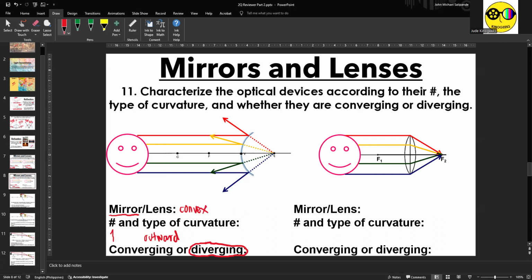All right. Now, for the last optical device, we have the smiley face, and whether you designate it at the front or at the right side of the optical device, it has two outward curvatures, meaning that it is a lens, specifically a biconvex lens. So the actual light rays bend as they strike the biconvex lens, and they meet or intersect at f2. So therefore, a biconvex lens is considered converging.